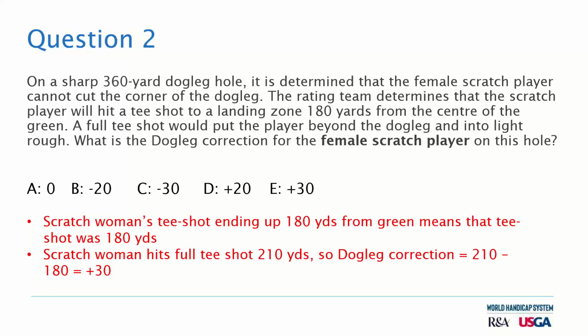So you could have a plus 30 yard dogleg adjustment on one shot and a plus 30 forced layup on a different shot, and it would still be a maximum of plus 50 for the total. So the answer here in this case is plus 30. Again, they wanted to be at 150 with a full tee shot, but they're hitting the ball back to 180 due to the dogleg. So the answer is E, plus 30.